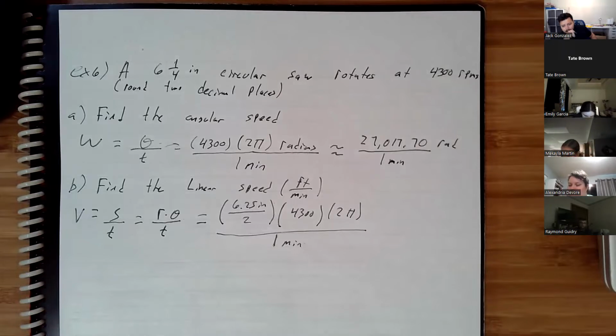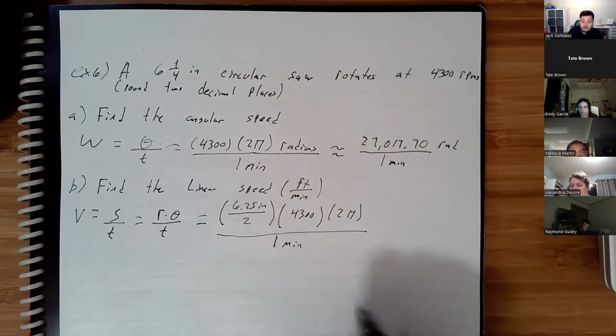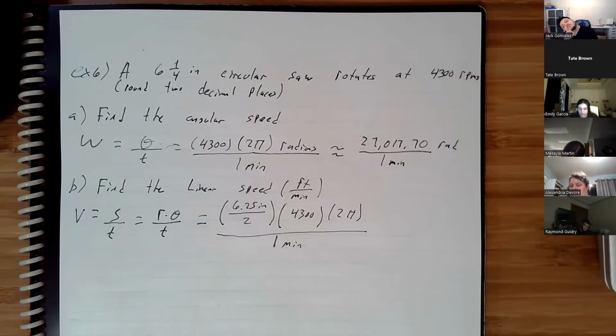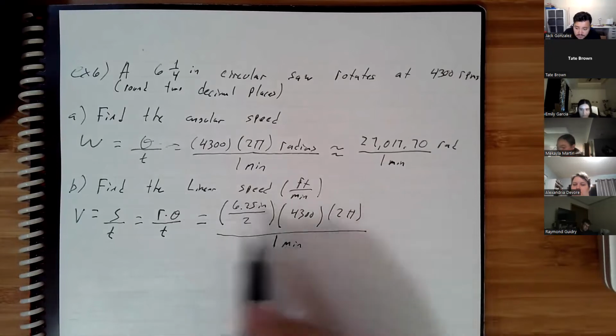But they want feet. So we're going to have to convert it from inches to feet, either now or at the end, doesn't matter. But any questions on the setup? Do you see why this is set up this way? Okay, so no questions on R or theta or time, right? So multiply all this garbage out. At this point, just punch into your calculator.